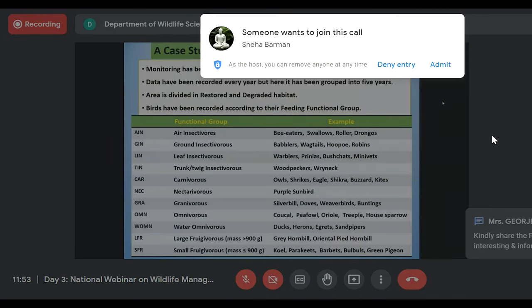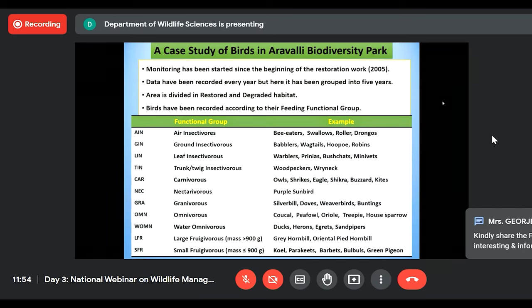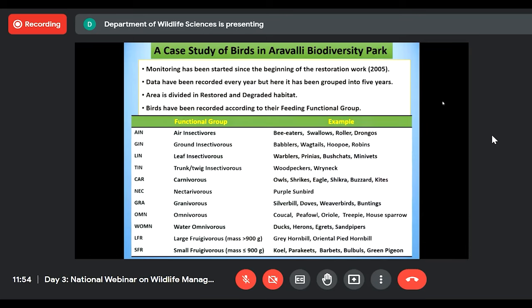A case study, I will just share what we have done on birds in Aravalli Biodiversity Park. Monitoring has been going on since the beginning of the restoration work in 2005. Data have been recorded every year, but here it has been grouped into 5 years. The area is divided into restored and degraded habitat.